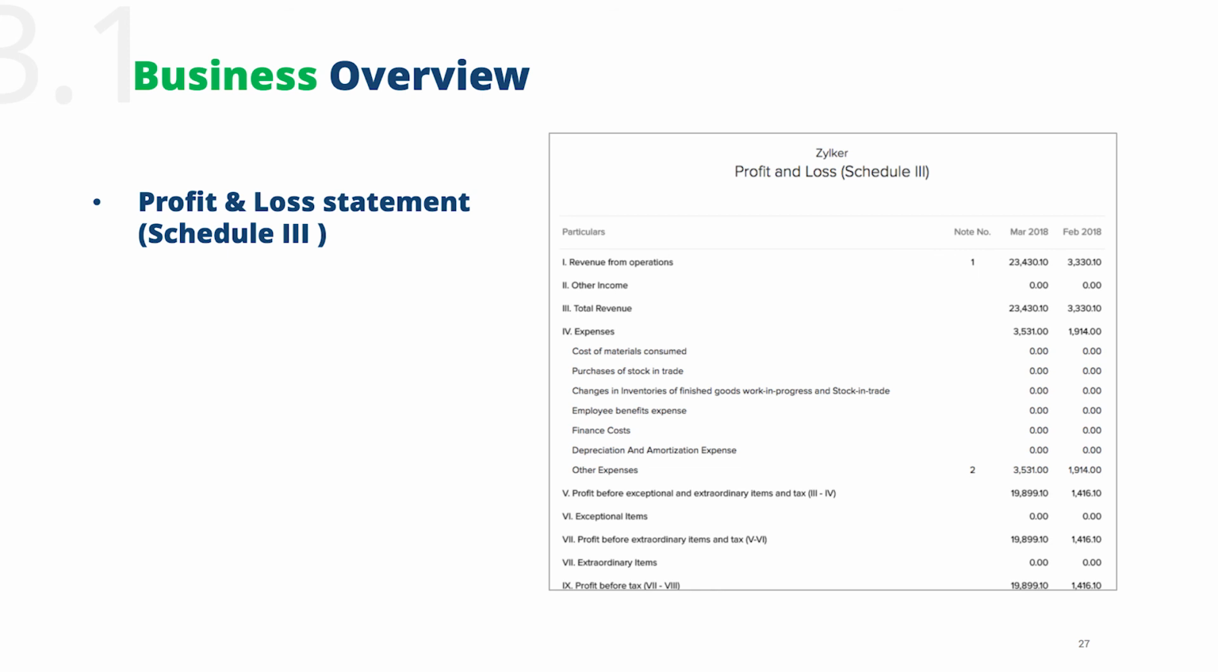Moving on, we have the P&L statement Schedule 3. This P&L statement is compiled as per the guidelines mentioned in the Schedule 3 of the Companies Act. It contains the necessary details that need to be disclosed as per law in the profit and loss statement.